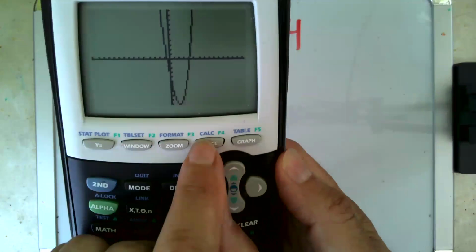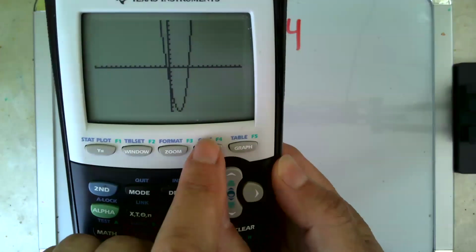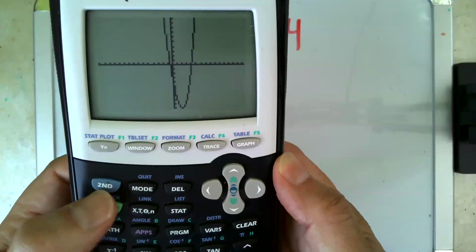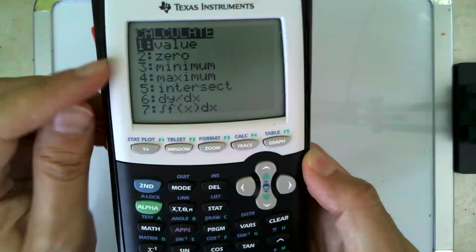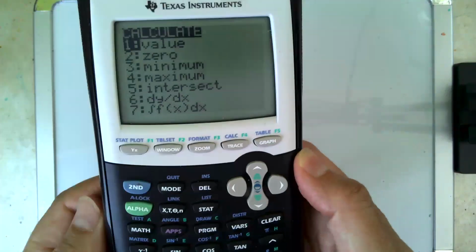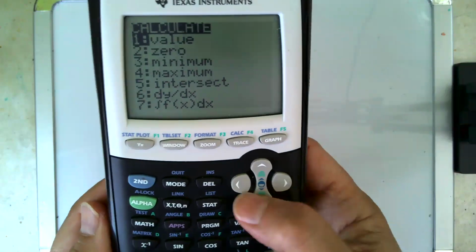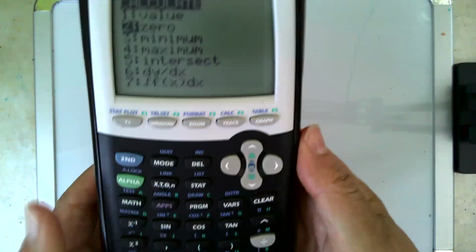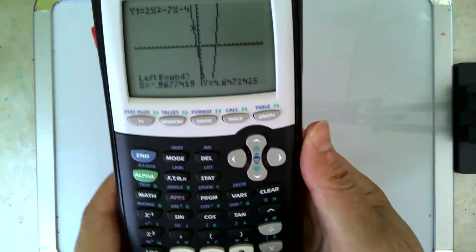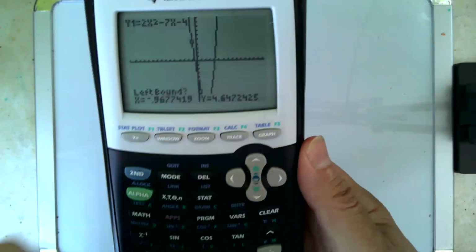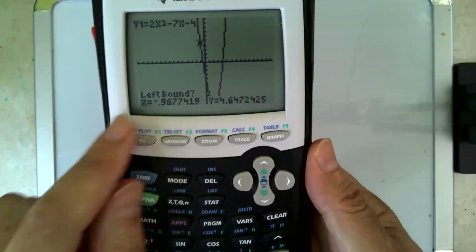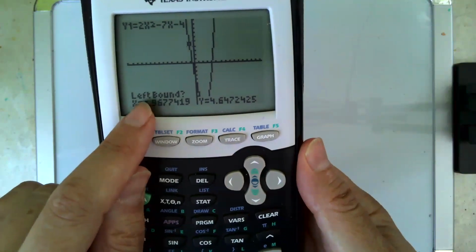See this right there? That says calc, and I access my blue keys by pressing the blue button. So I'm going to go second, calc. Now, I have options here. Look at my second option. It's asking me to find the 0. So I'm going to go down and highlight that and press enter. Now, here are the instructions. Don't forget, there are 2 zeros, so it needs to know which one you want. So first thing it wants is the left bound.